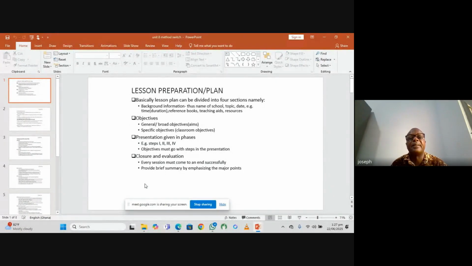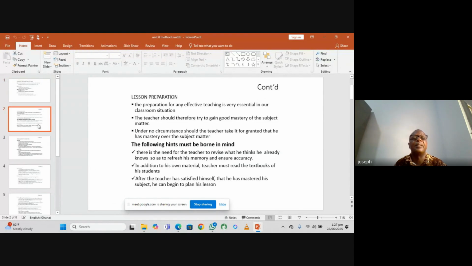Basically, a lesson plan can be divided into 4 sections, namely background information, that's the name of school, topic, dates, and all those that we know already. The objective, general and broad objective, and then specific objectives of the classroom. Then presentation, given in phases or steps, objective 1, objective 2, 3. Then the closure and evaluation. So there are 4 broad areas that we put a lesson plan into.